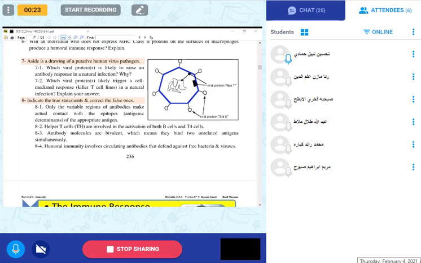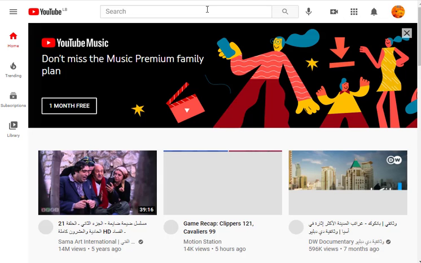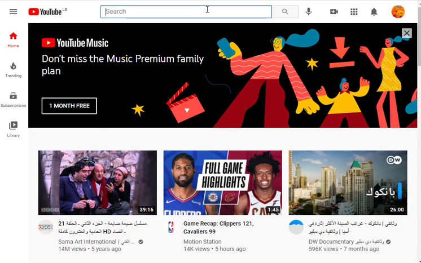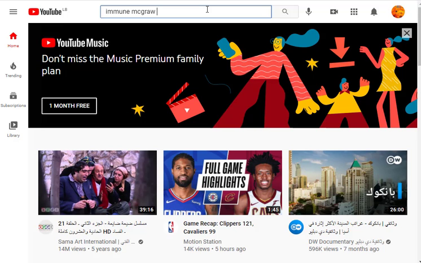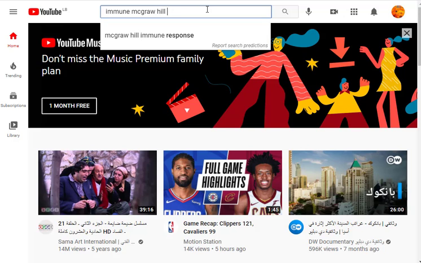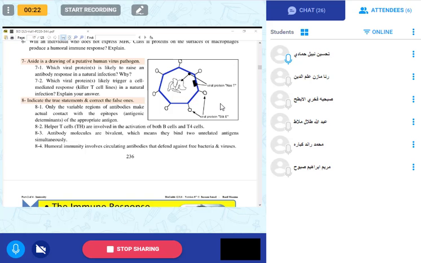Aside is a drawing of a putative human virus pathogen. Can you hear me? I can hear you. Aside is a drawing of a putative human virus pathogen. Which viral protein is likely to raise an antibody response in a natural infection?